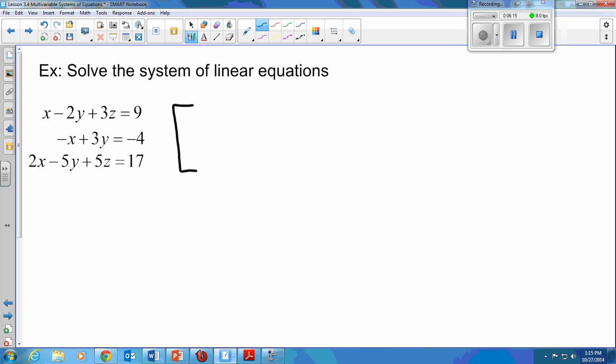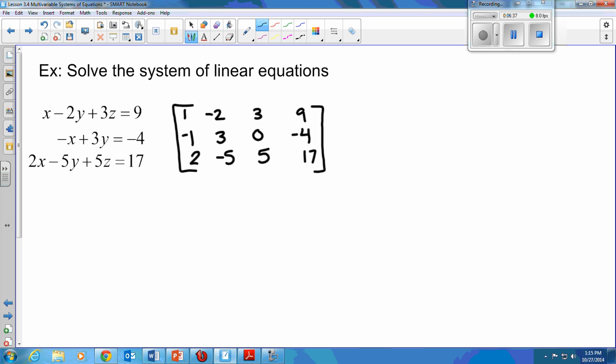So the first equation, row 1, I have 1x, negative 2y, 3z is equal to 9. For row 2, I have negative 1x, 3y's, no z's is equal to negative 4. And in the last equation, I have 2x's, negative 5y's, 5z's is equal to 17.